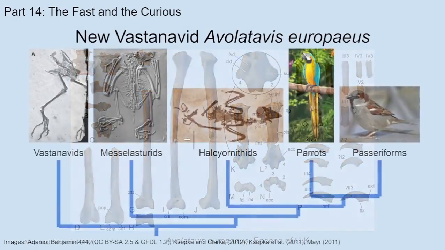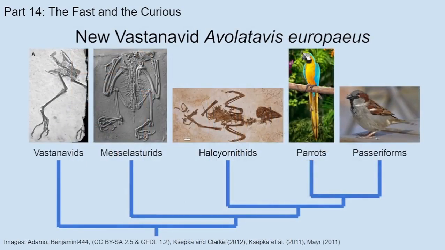And they were able to include the new information that they got into a phylogenetic analysis. And on the next slide, I show you basically the results of this phylogenetic analysis. What they found was that Vastanavids were probably not super close to parrots, but they were probably still on the lineage leading to both the parrots and the passeriform birds, which are the closest living relatives to parrots today. And so it seems that we have gained more understanding into the diversity of the stem lineage leading to these two groups, which today look very different.